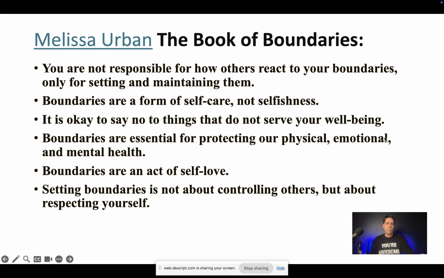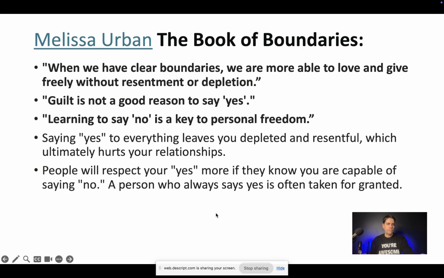Boundaries are essential for protecting our physical, emotional, and mental health. Boundaries are an act of self-love. Setting boundaries is not about controlling others, but about respecting yourself. When we have clear boundaries, we are more able to love and give freely without resentment or depletion. Guilt is not a good reason to say yes.